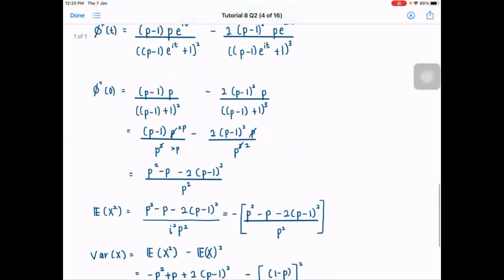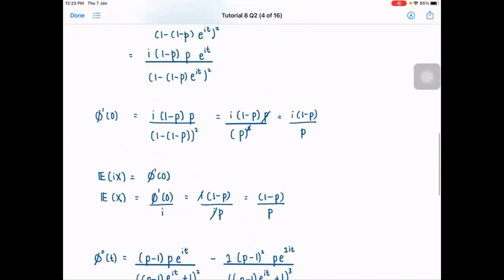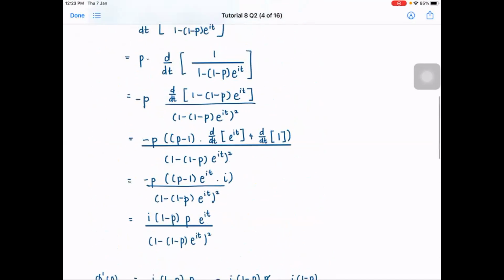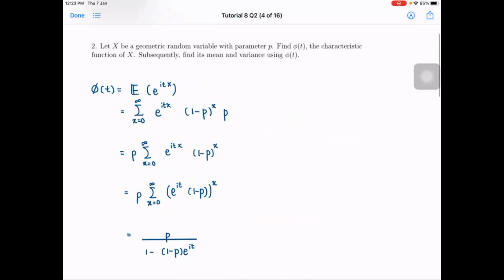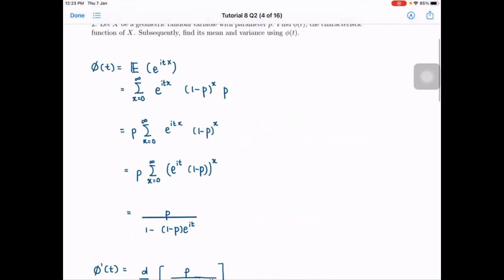Can you move up a bit? How did you define your geometric random variable? Okay. This one? Yeah. Okay. So you are okay, because the geometric random variable has two forms. One is starting from 0, and the other one is starting from 1.